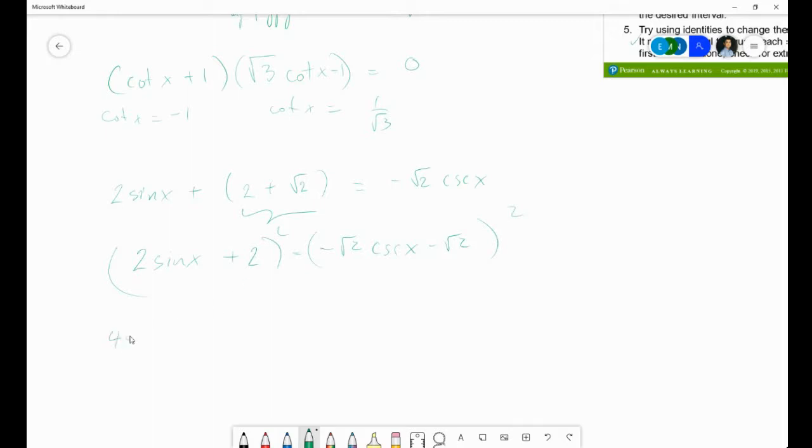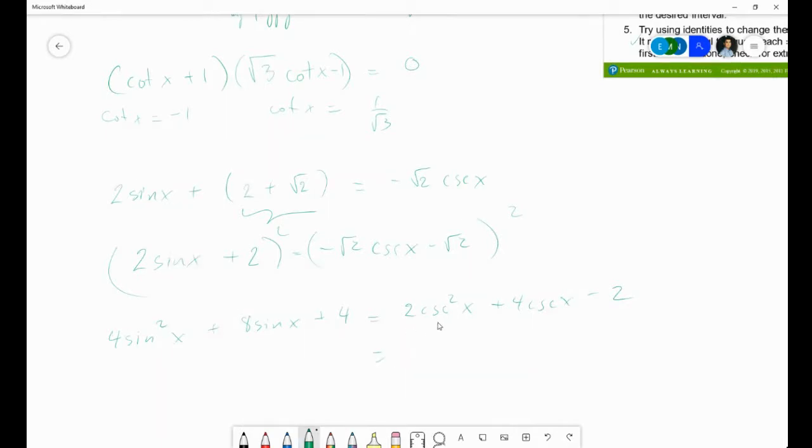So I'm going to have 4 sine square plus 4 is 8 sine x plus 4 equals 2 cosecant square x. The square root is positive times 2. So 2 times 2 here is 4 cosecant x minus 2. Okay. So now the big problem here is I have two separate trig functions that I need to be able to combine somehow. But the nice thing is that they are actually reciprocals of each other.